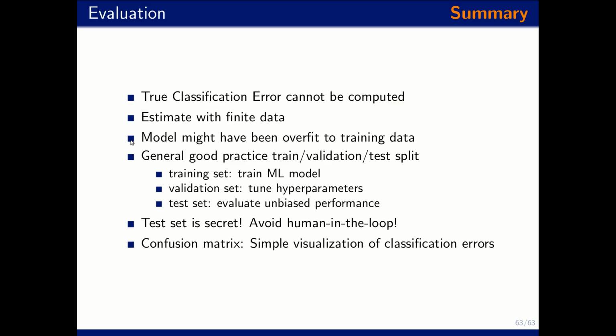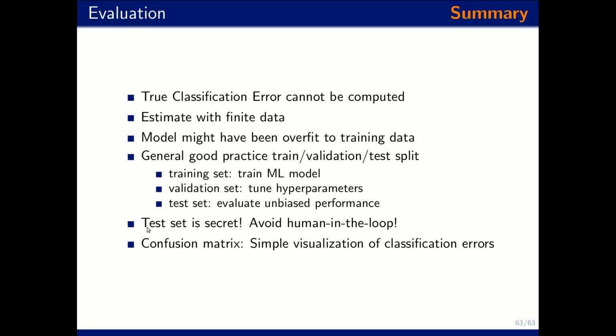And we again discussed overfitting, and that it's a bad idea to use the training data to estimate the error, because our machine learning model gets fit to the training data. It typically becomes overfit to the training data, and therefore the error committed on the training data is a bad measure for the true error. And we discussed a general good practice for machine learning training, to split our data into a train, validation and test set, where the training set is there to train our model, the validation set is to tune our hyperparameters, and the test set is really to test and to get an unbiased performance estimation.